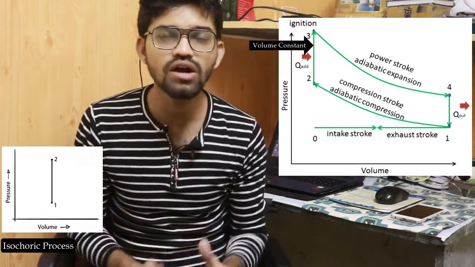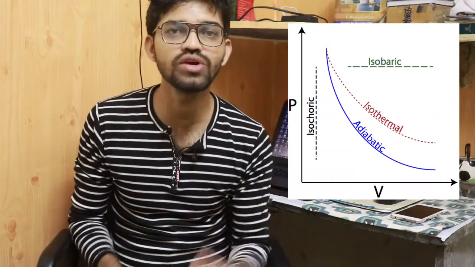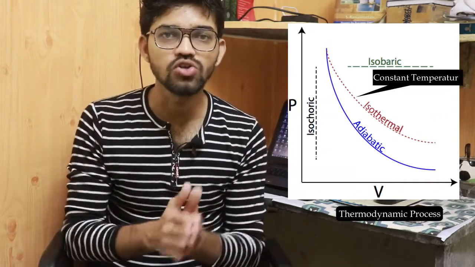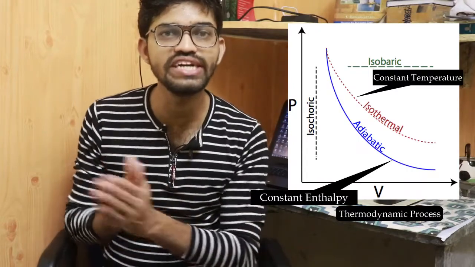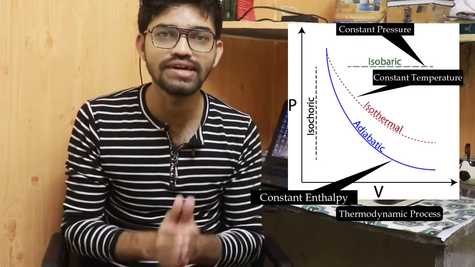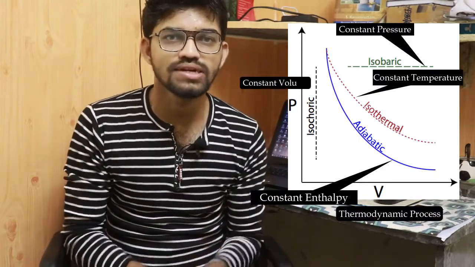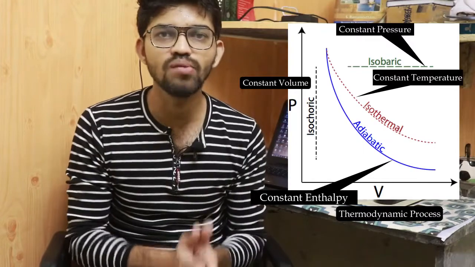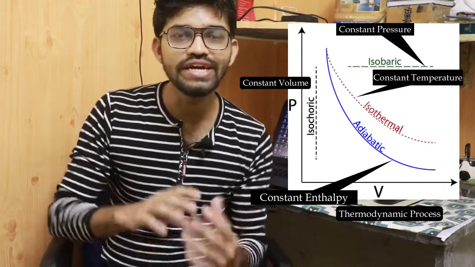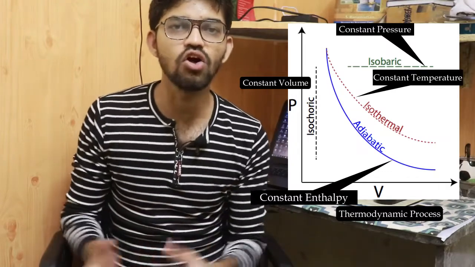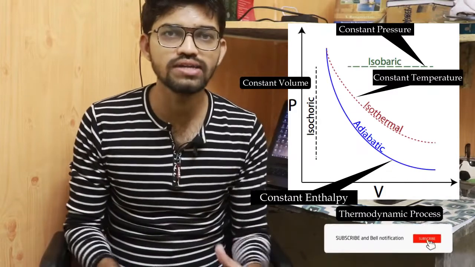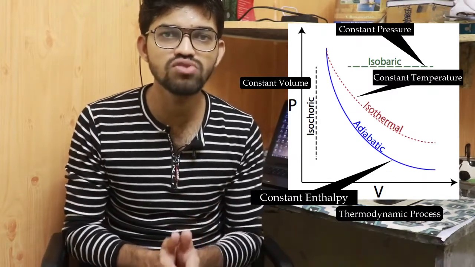So guys, in this video we have seen these four types of thermodynamic process. That is the isothermal, constant temperature; adiabatic, constant heat content; isobaric, that is constant pressure; and isochoric, that is constant volume. We will learn these four types of thermodynamic process in detail in the different cycles, that is the Otto cycle, Carnot cycle, diesel cycle, and other cycles basically. I hope you understood these four simple types of thermodynamic process.